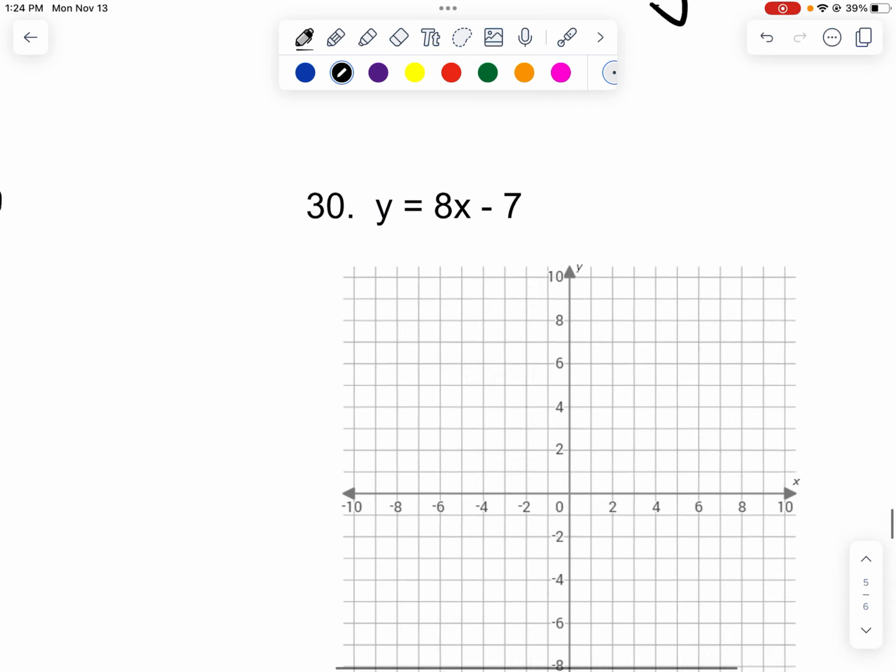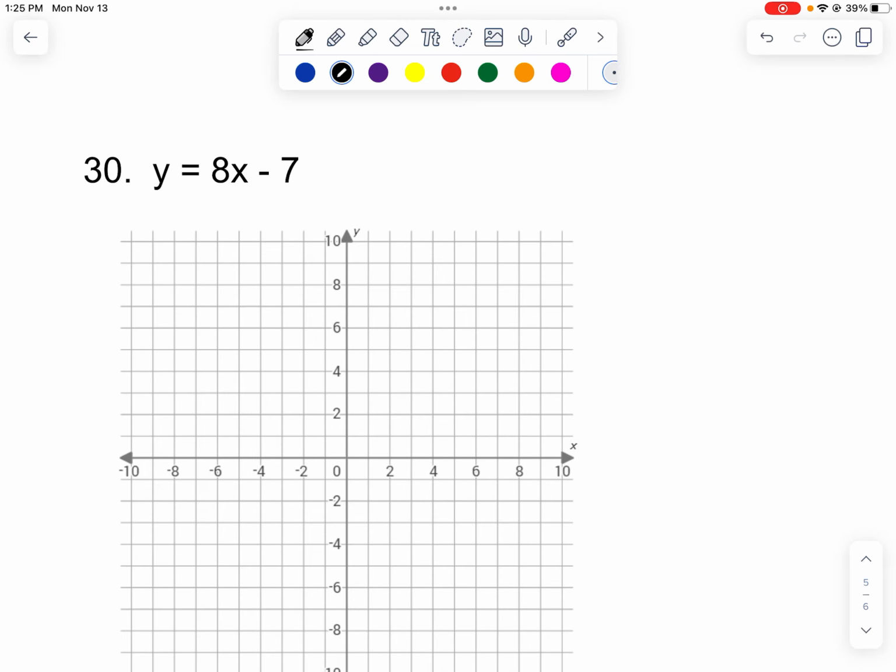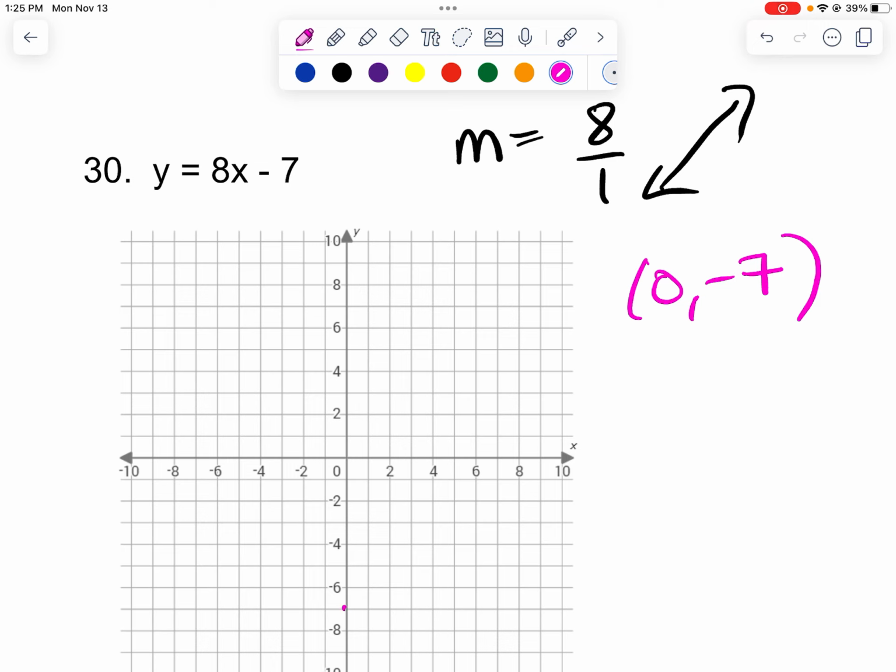And last but not least, well, is it really the last but not least? Yes. Slope is 8, which is 8 over 1, so it's a positive slope. The y-intercept is negative 7. I go up 8. So 1, 2, 3, 4, 5, 6, 7, 8. And I go over 1. And I make a dot. Go up 8 and over 1. And voila.